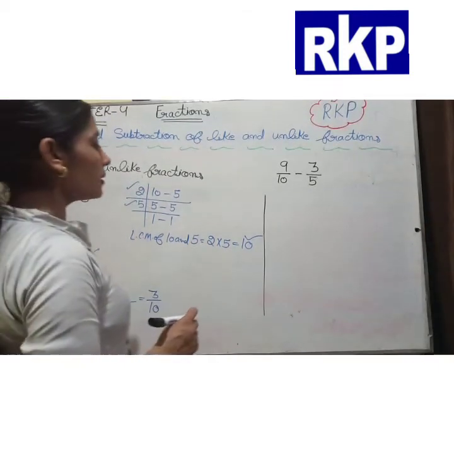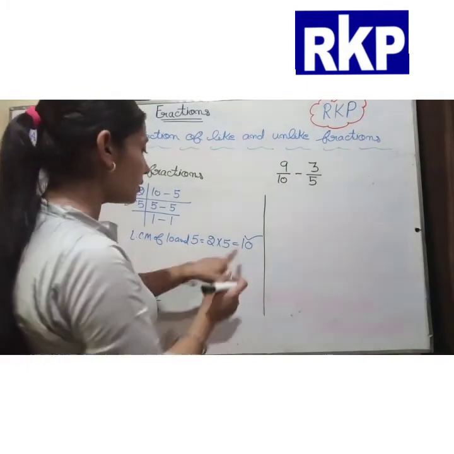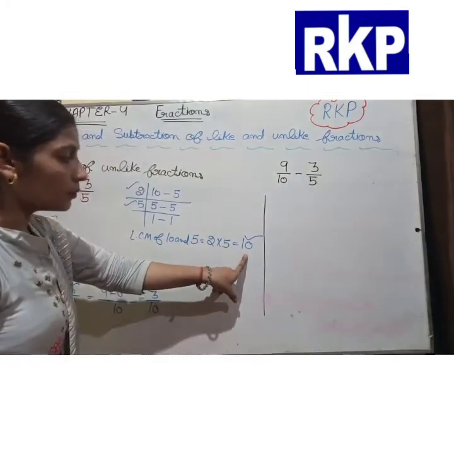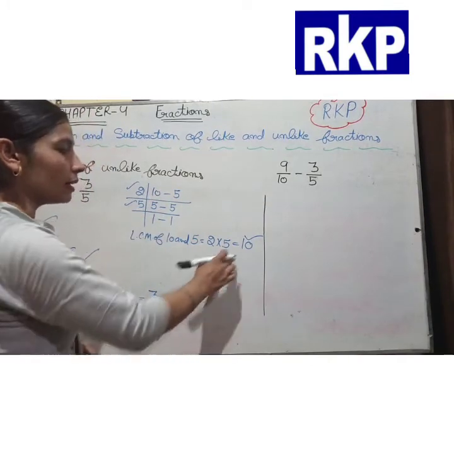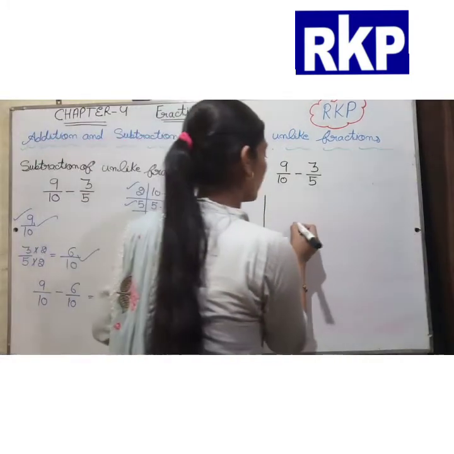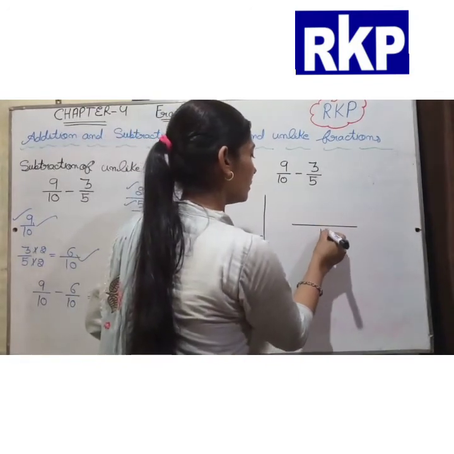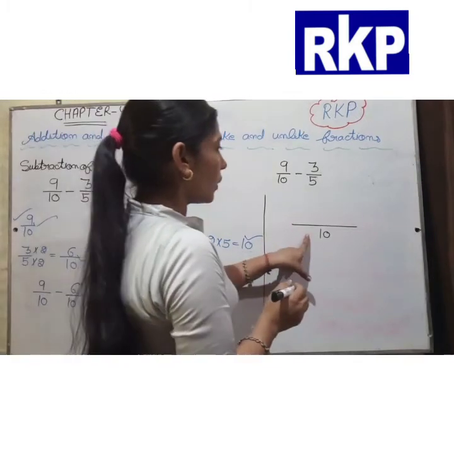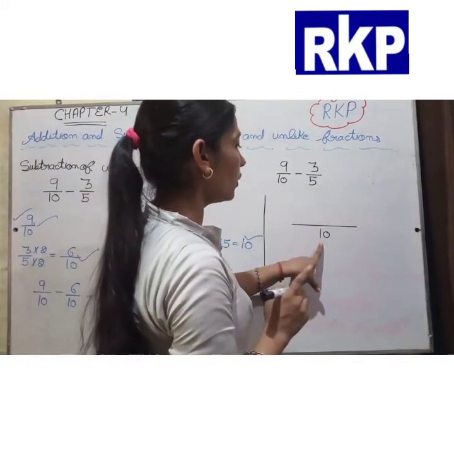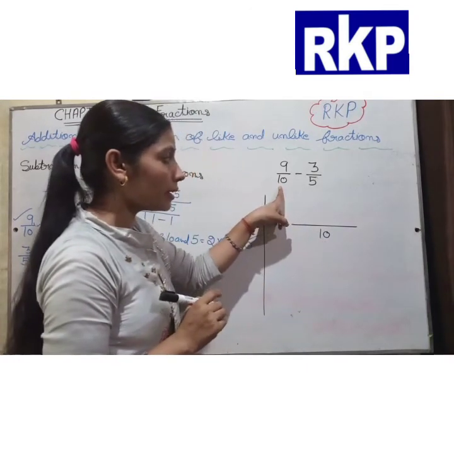Now let us see another method. In this also we need the LCM. So here we have the LCM of 10 and 5, that is 10. So draw a line and write 10 here. That is the LCM. Now first of all we have to divide the LCM by the denominator.